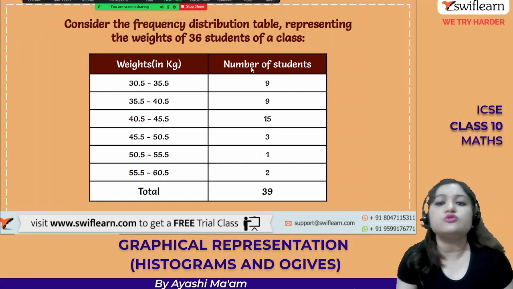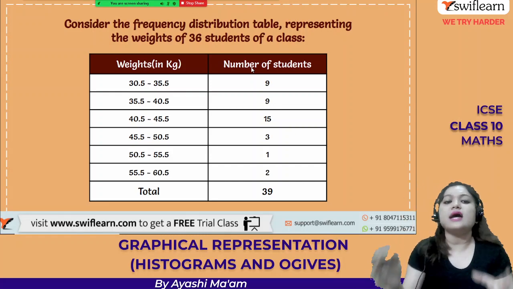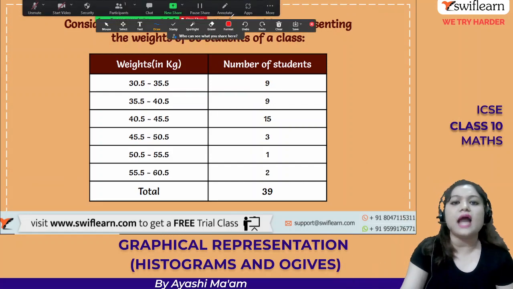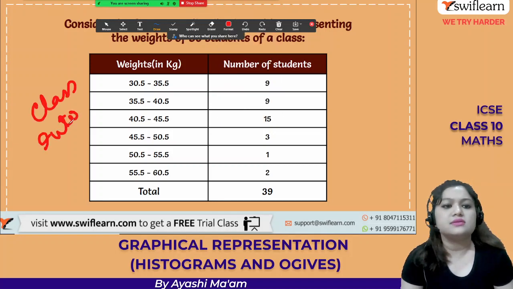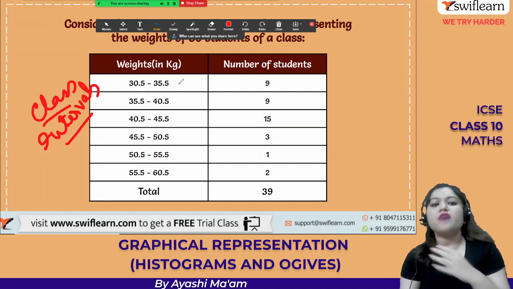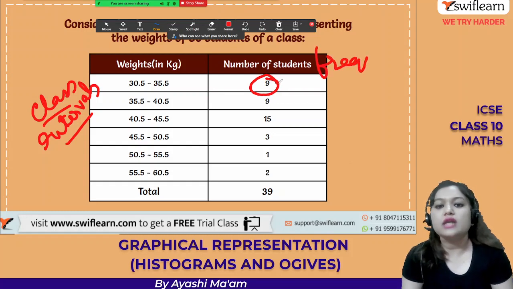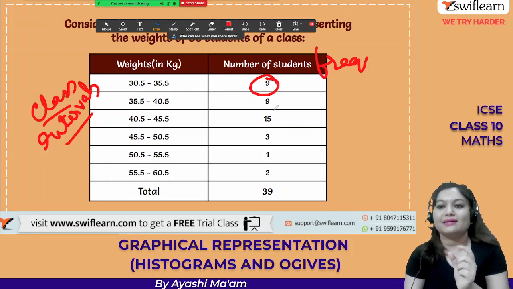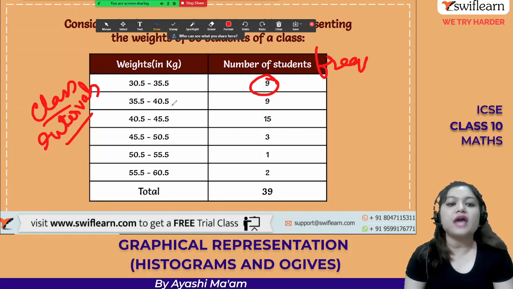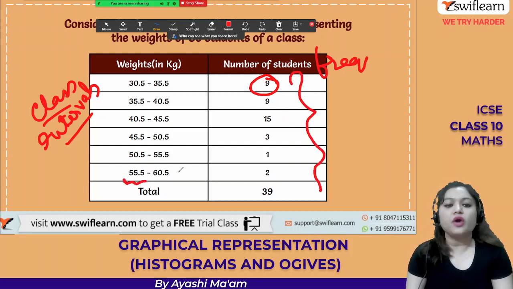Consider the frequency distribution table representing the weights of 36 students of a class. All the weights are given in kg. So, these are forming your class intervals, right? These are simply acting as your class intervals. Weights in kg, 30.5 to 35.5, number of students 9. That means what? This is your frequency. So, 9 students have weights between 30.5 and 35.5. This is the meaning of this chart. 35.5 to 40.5, 9 students. Again 40.5 to 45.5, 15 students. And so on. It is given up to 60.5.